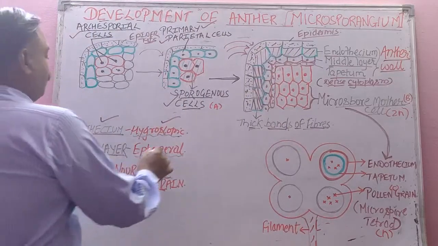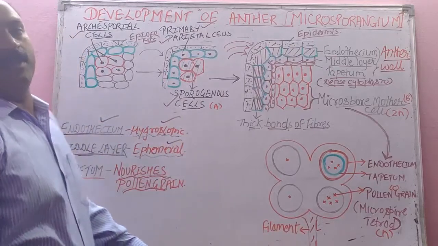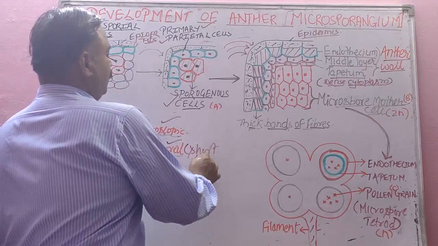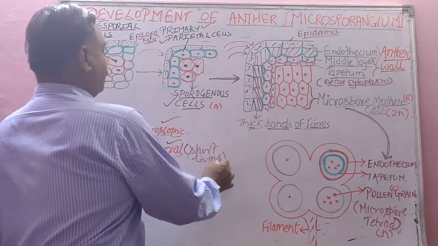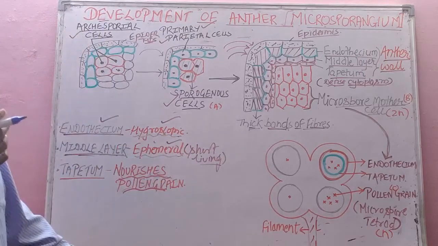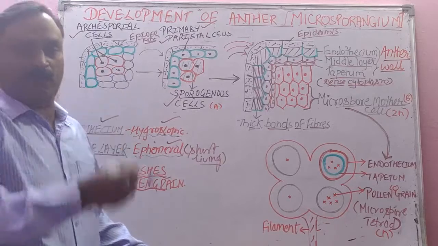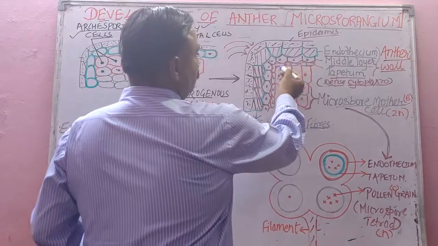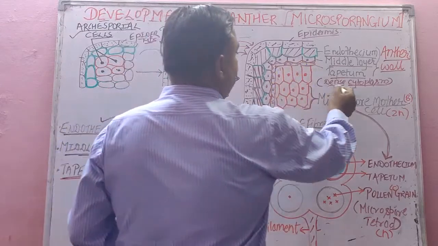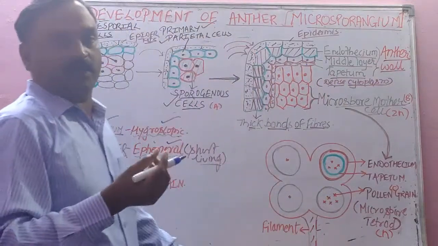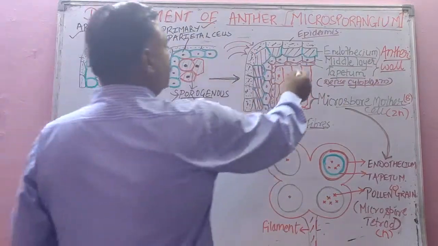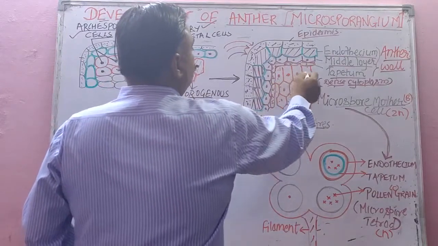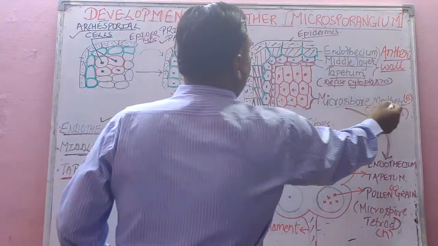And the middle layer is ephemeral in nature. Ephemeral means short living. Short living means it degenerates after some time. Middle layer helps in the dispersal of the pollen grain. Then innermost is tapetum. This one, you see this layer. This one is tapetum layer. It has dense cytoplasm and it is secretory in nature. It secretes nourishment, nutritive things to nourish the developing microspore mother cell.